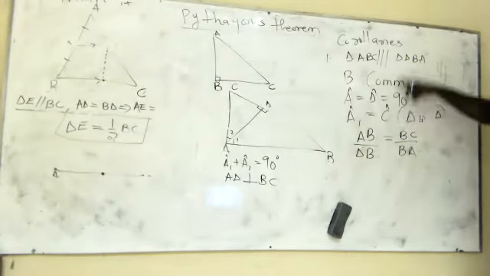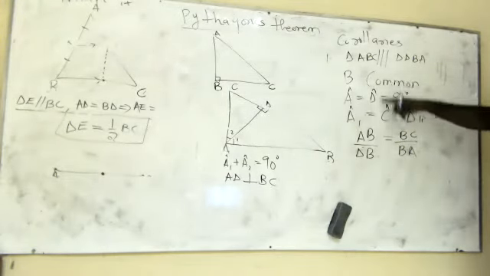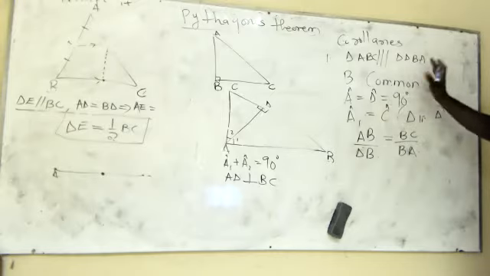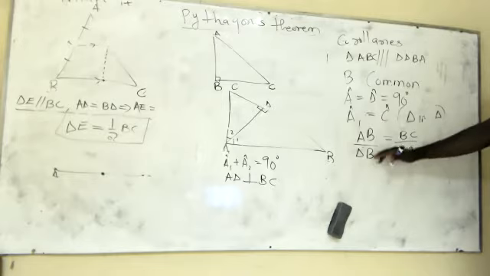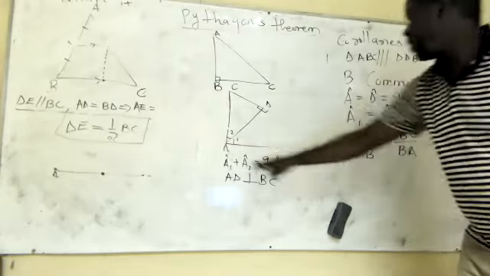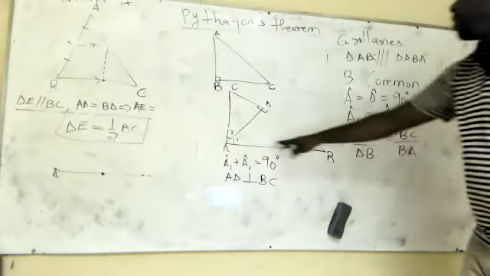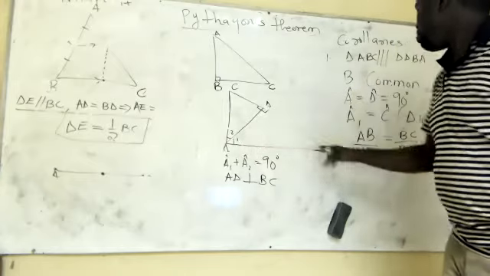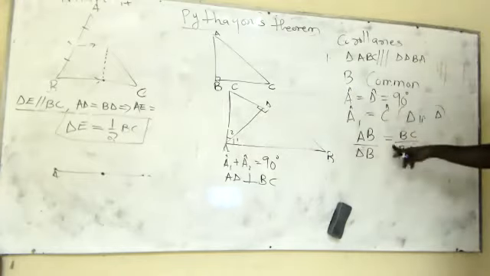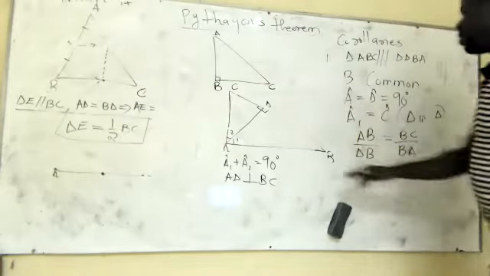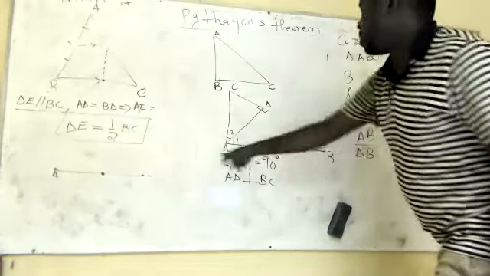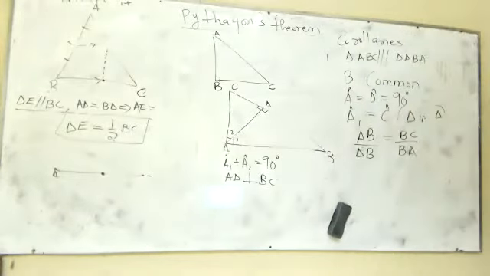Why? Because we have angles which are equal inside the two triangles. Then we can now talk about the proportionality of their sides. So we now say AB divided by DB is the same as BC divided by BA.